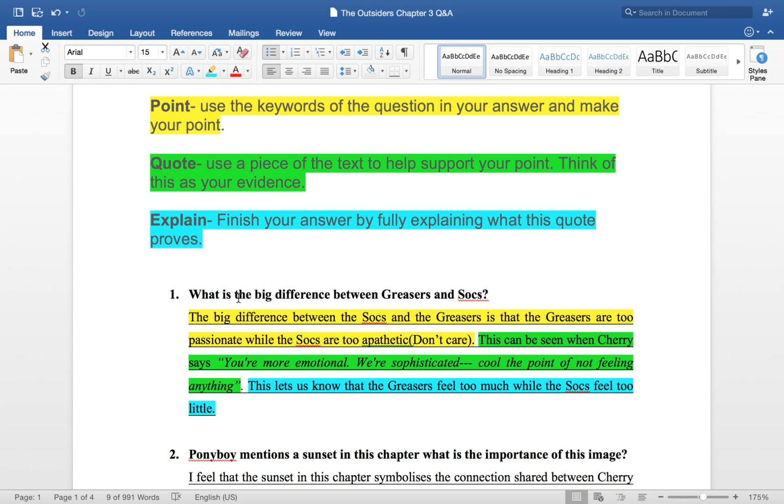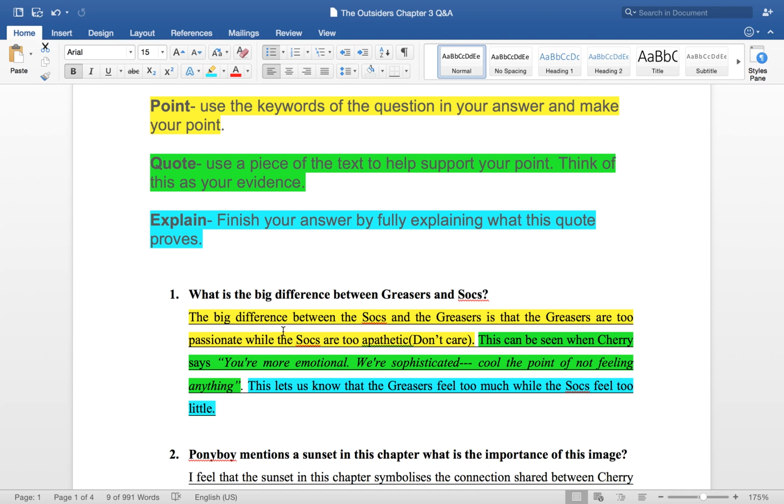Question number 1. What is the big difference between greasers and socs? The big difference between the socs and the greasers is that the greasers are too passionate while the socs are too apathetic, which basically just means that they don't care about anything. This can be seen when Cherry says, "You're emotional, we're sophisticated, cool to the point of not feeling anything." This lets us know that the greasers feel too much while the socs feel too little.